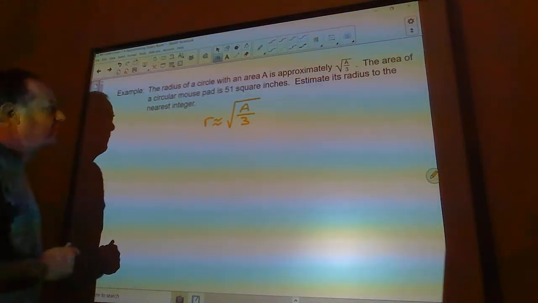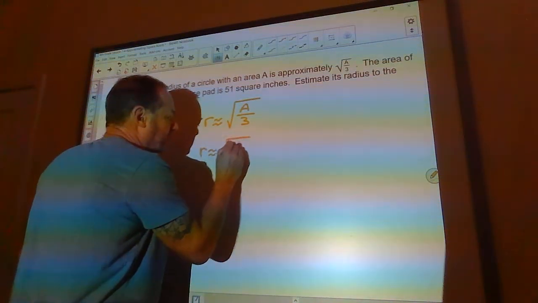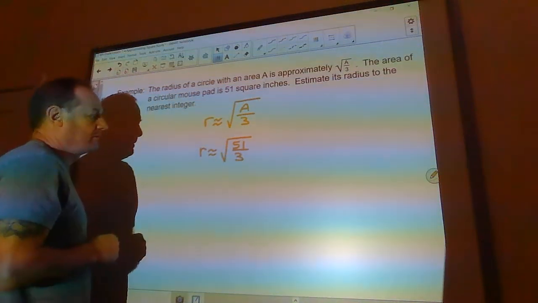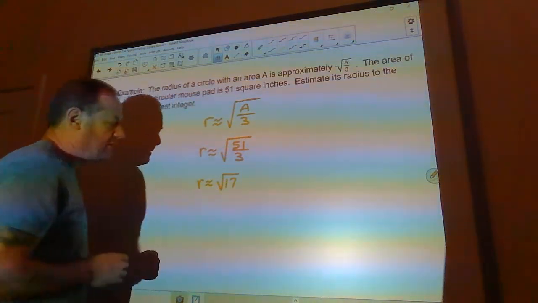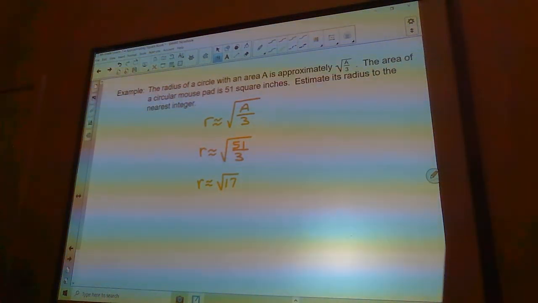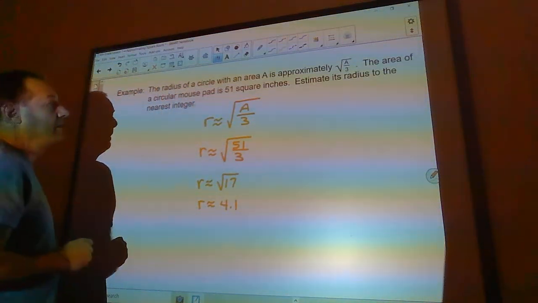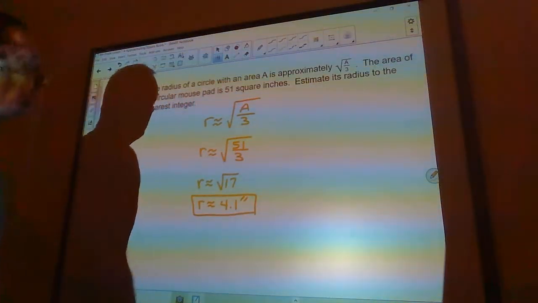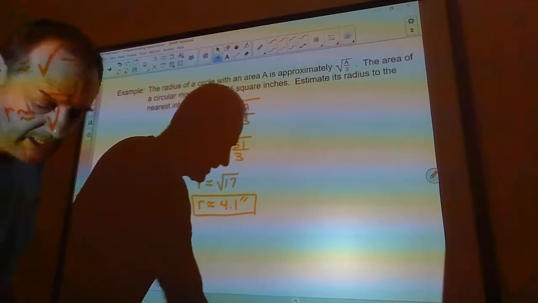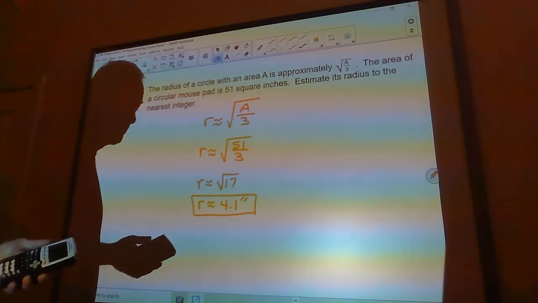Okay, so if the circular mouse pad has an area of 51, the radius is approximately the square root of 51 divided by 3. And 51 divided by 3 is 17. So this is about the square root of 17. Let's see. The square root of 16 is 4. So this is going to be approximately 4.1, and this is in inches. Okay, so there's my estimate right there. Let's see how close I got with my square root of 17. Square root 17, enter, 4.123.